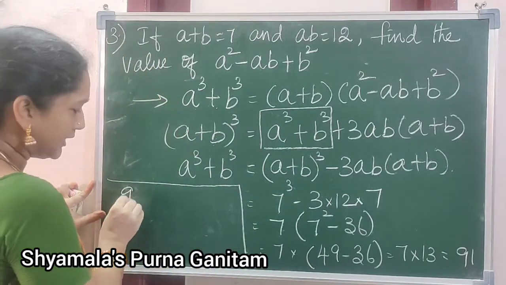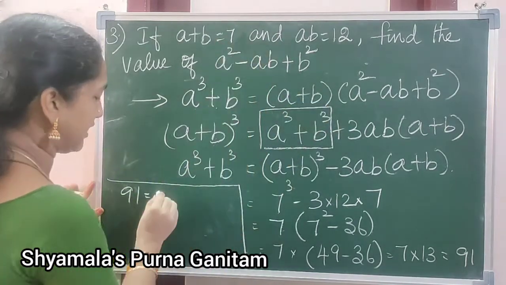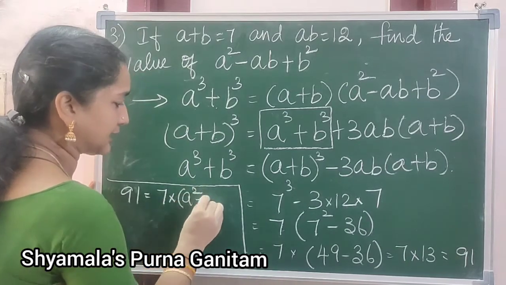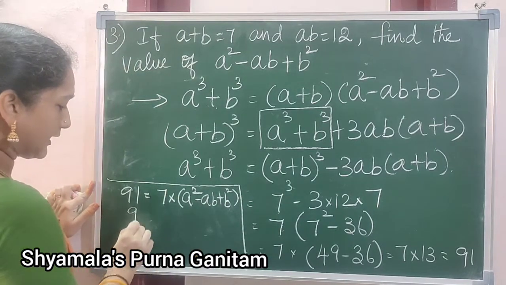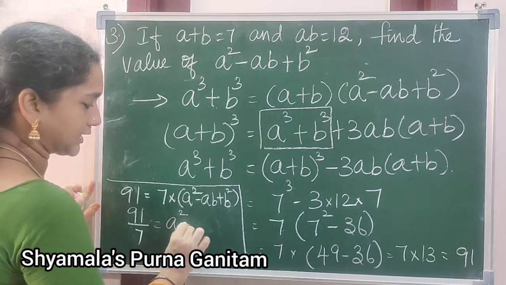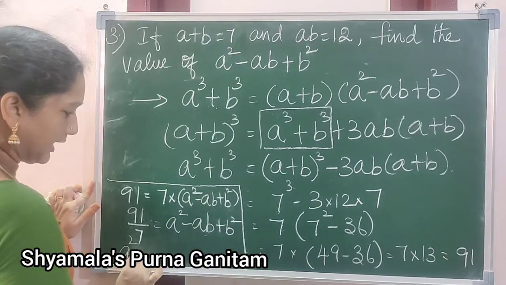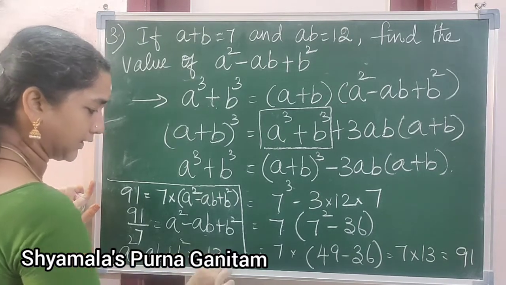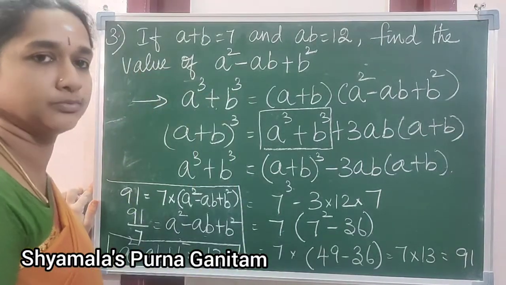So I will get 91 is equal to, what is a plus b value? a plus b value is 7 into whatever value they are asking. a squared minus ab plus b squared value only they are asking. So I can write this as 91 by 7. So 91 by 7 is a squared minus ab plus b squared. So what is my answer? a squared minus ab plus b squared is equal to 13. So this is my answer. This is how you have to do.